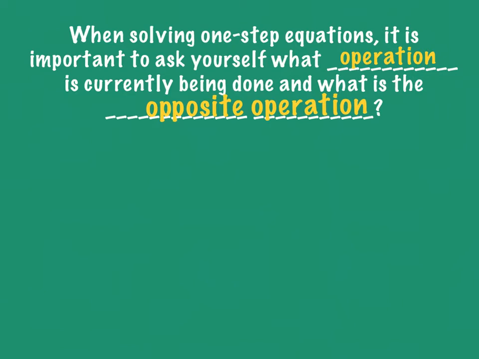So we're going to work through a couple problems together, and then you're going to finish the worksheet on your own, and we're going to discuss what exactly I mean by operation and opposite operation. So number 1 on your paper says x plus 4 equals 12.